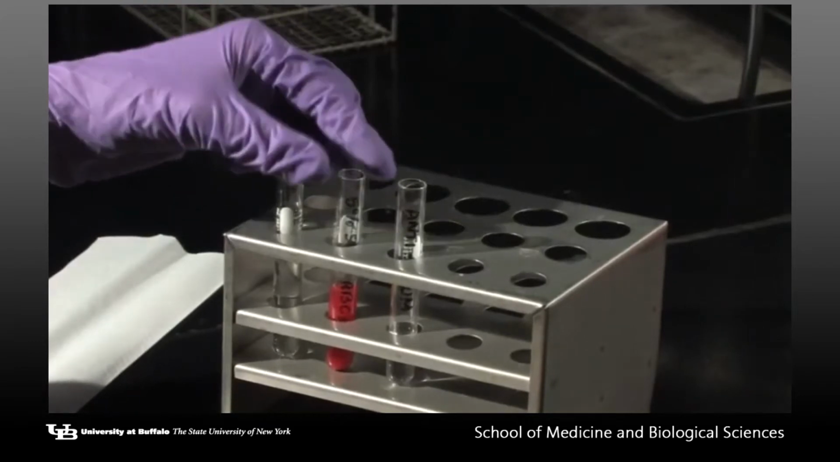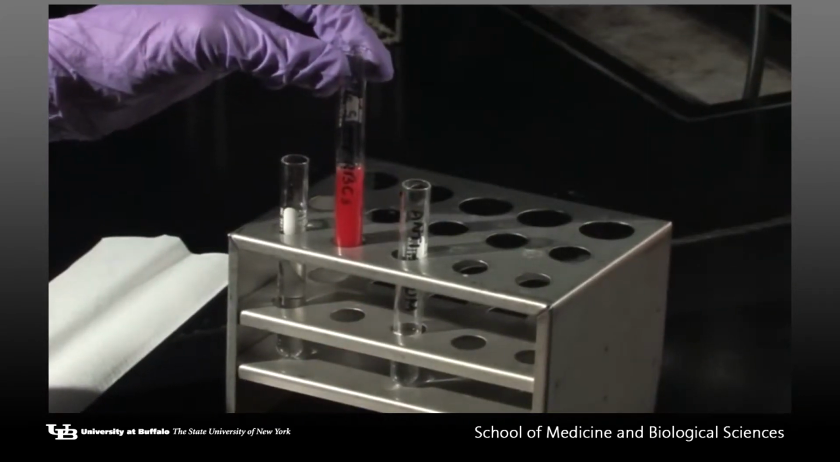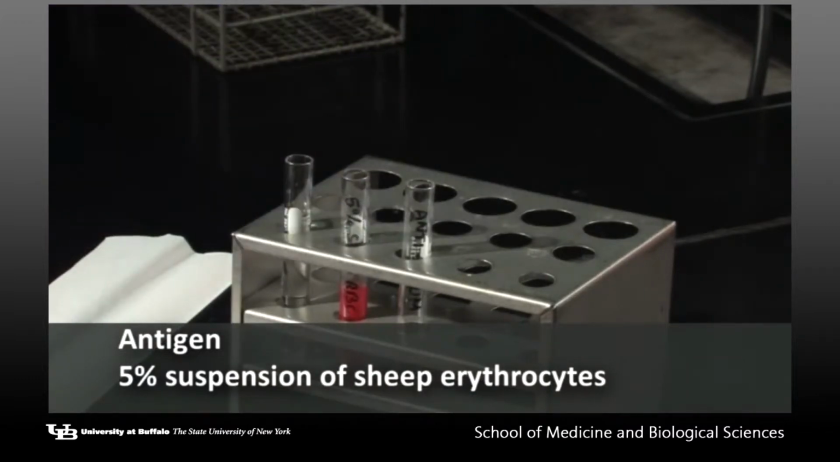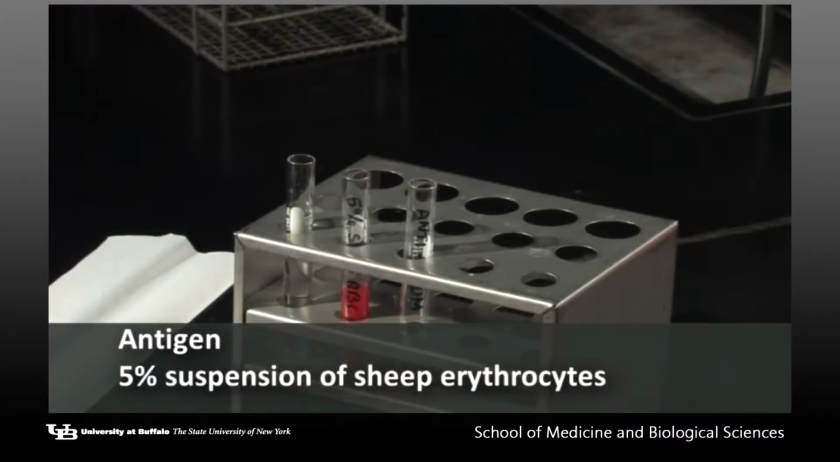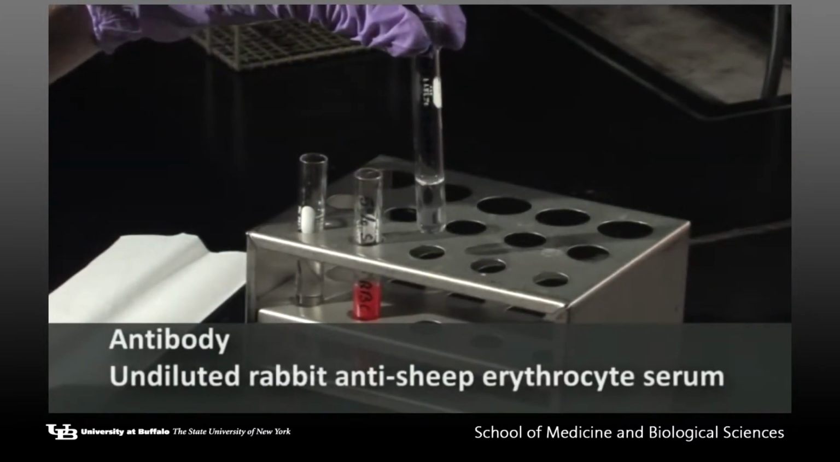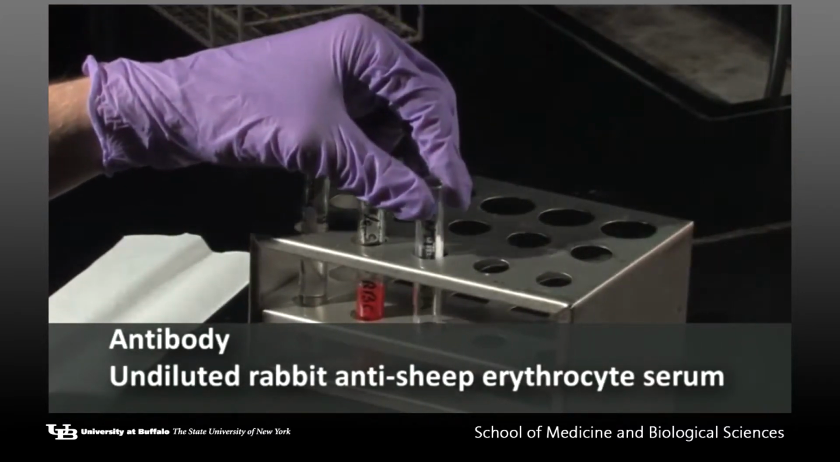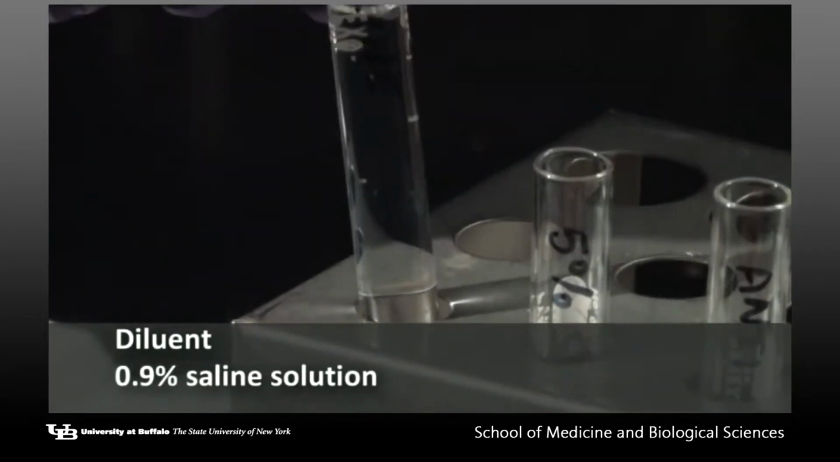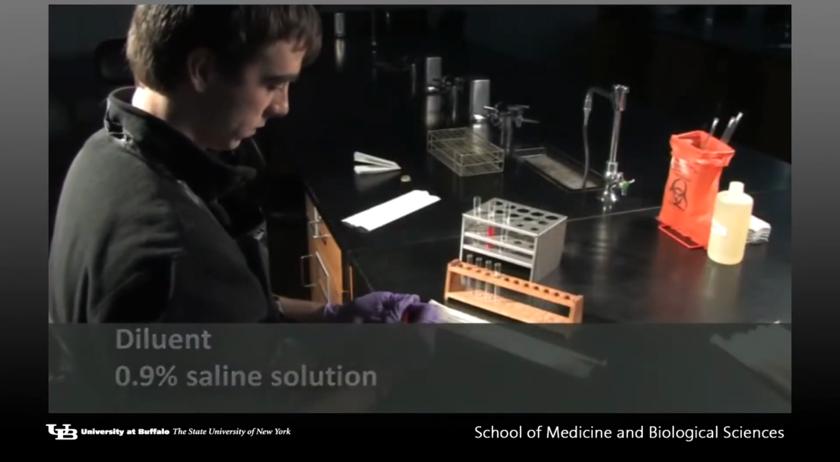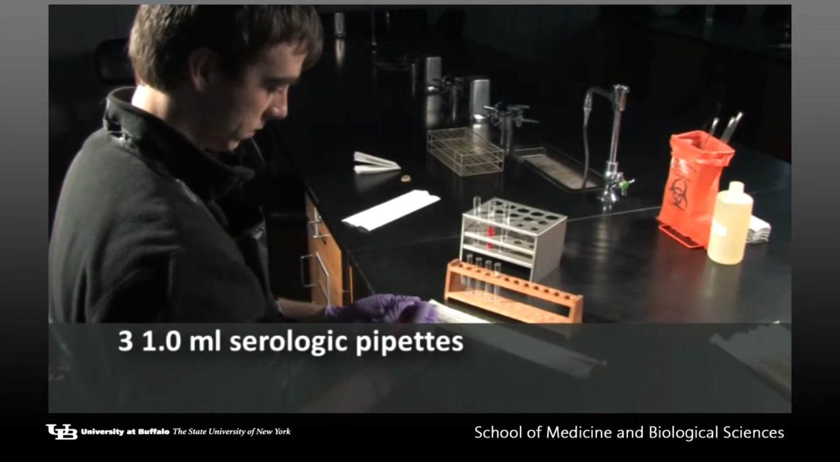The following materials will be used: a 5% suspension of sheep erythrocytes, which is the antigen, undiluted rabbit anti-sheep erythrocyte serum, which is the antibody, 0.9% saline solution, which is the diluent, and 3 1 ml serologic pipettes.